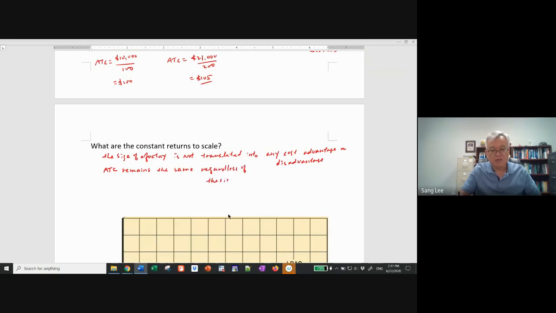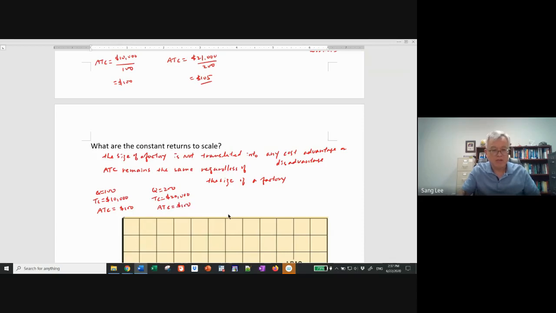Of the size of a factory. So here, again, a small firm, let's say, produces 100 units, total cost is $10,000. So average total cost is $100. And now a larger firm produces 200 units, total cost is what? Also $20,000. So average total cost is exactly $100.